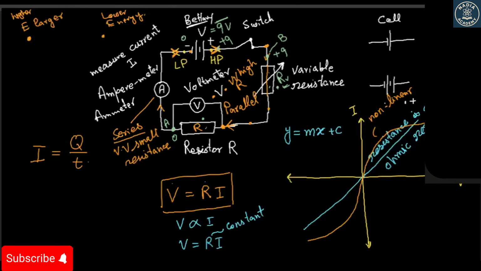Okay. So then we would say that this behavior is a non-ohmic behavior, non-linear behavior, and this is the behavior of a heater, or you can say a filament bulb. So this is the behavior which is non-linear, non-ohmic. Non-ohmic means resistance is not constant. Got it? So this is the simple understanding of the basics of this section of electricity.